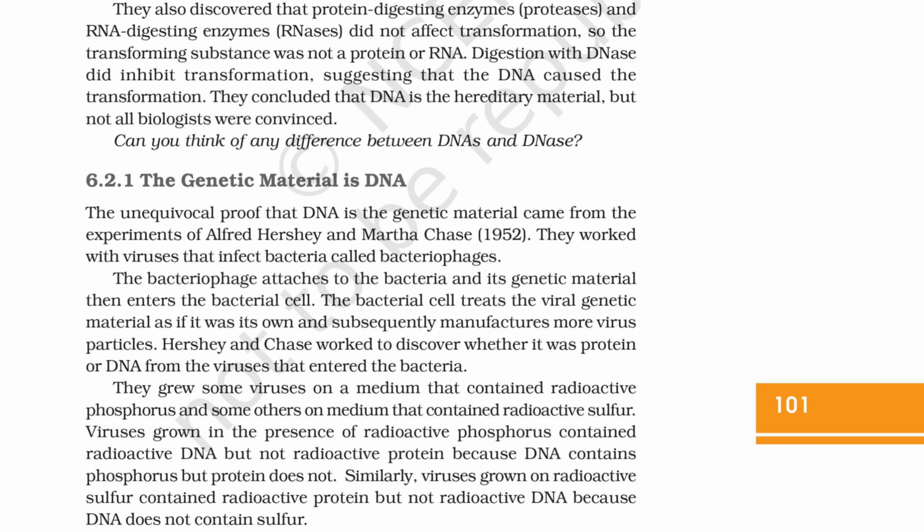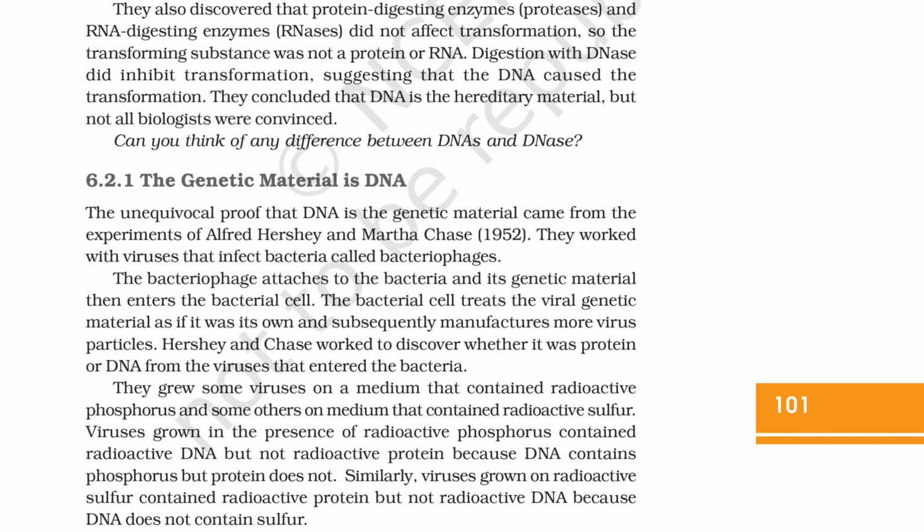The genetic material is DNA. The unequivocal proof that DNA is the genetic material came from the experiments of Alfred Hershey and Martha Chase, 1952. They worked with viruses that infect bacteria called bacteriophages. The bacteriophage attaches to the bacteria and its genetic material then enters the bacterial cell. The bacterial cell treats the viral genetic material as if it was its own and subsequently manufactures more virus particles. Hershey and Chase worked to discover whether it was protein or DNA from the viruses that entered the bacteria.